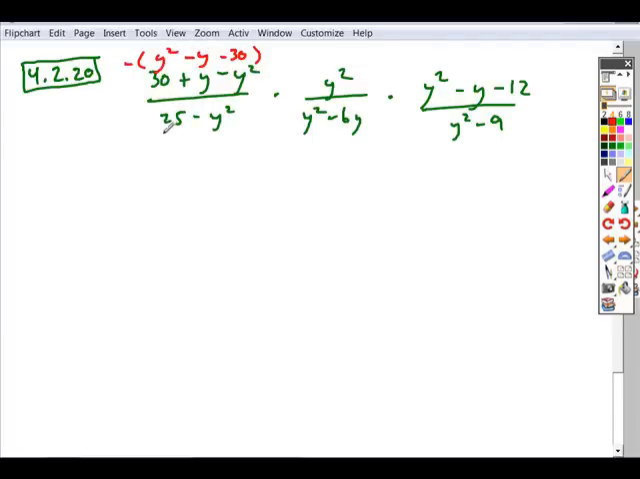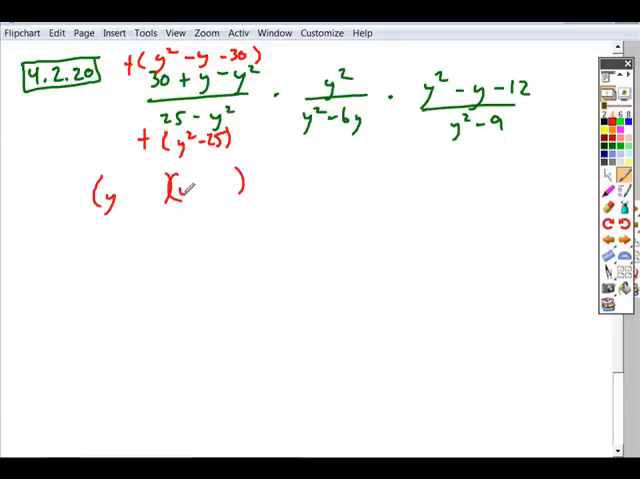Do the same thing with the denominator. I'm going to factor out a negative. The 25 becomes a negative 25, and the negative y squared turns positive. Okay, so now everything's written in the standard form order, so now we just need to factor it. Here these two negatives cancel, so I can go ahead and do that right now. And then look to factor.